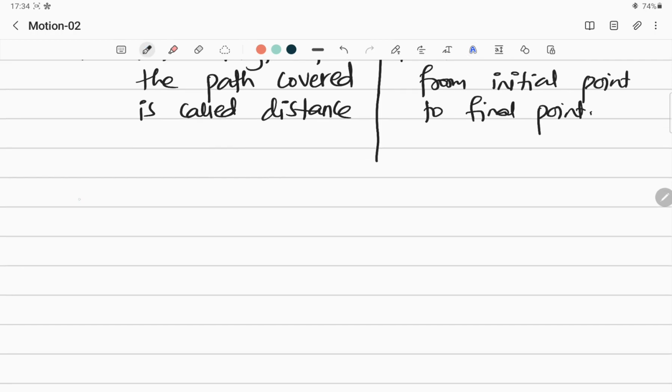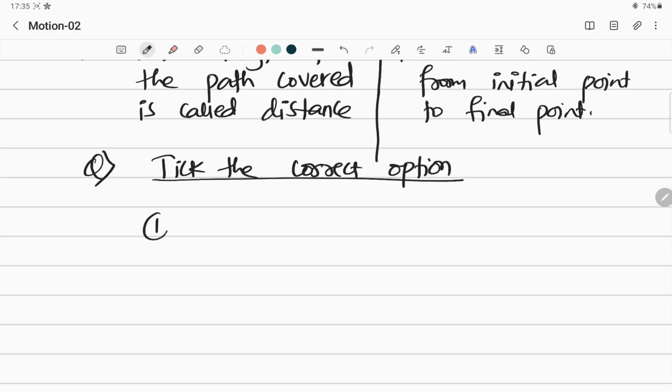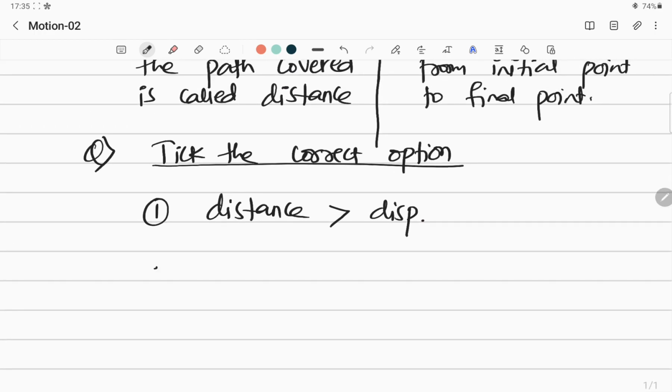Now let me ask you one question. This kind of questions are very common in all these competitive exams. Tick the correct one, tick the correct option. Okay, tick the correct option. So for example, the first option is like distance is greater than displacement. Let me write DISP for displacement.